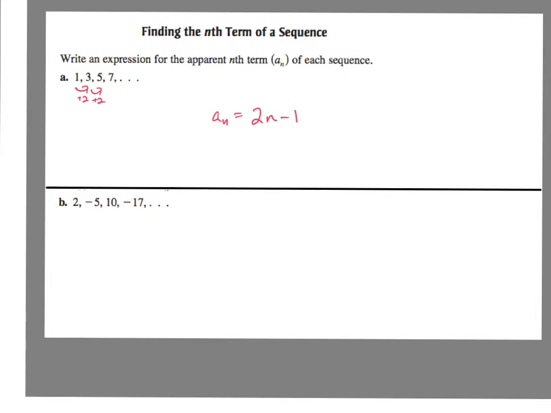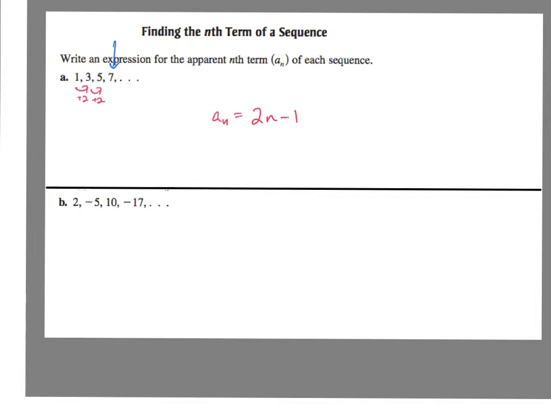Now, here's what I would ask you to do. Pick another term down the line. Like 7 would be my what term? My 4th term. So we should check it. Let's substitute in 4 for n. What do we get? 7. Does it work? Yes. All right. So that would be something that you should probably do. Just check it real quick. It's not going to take very long.